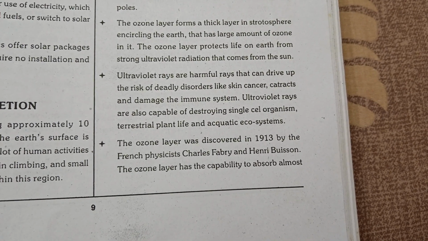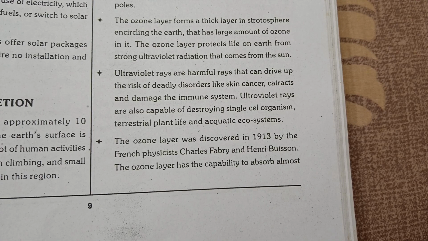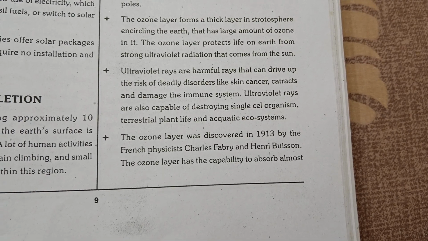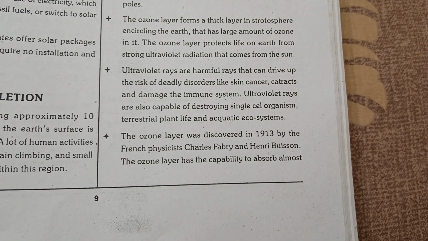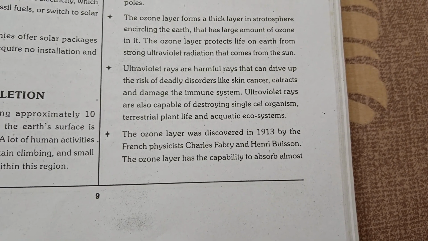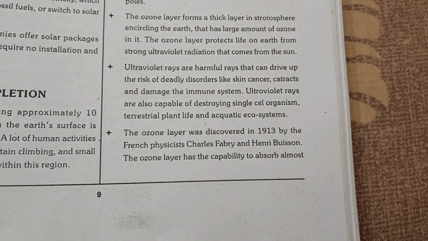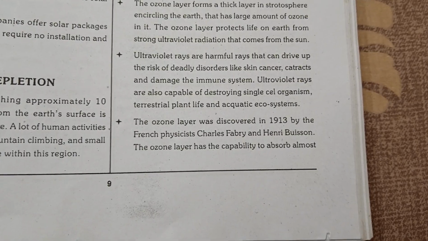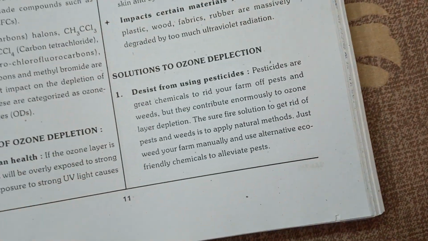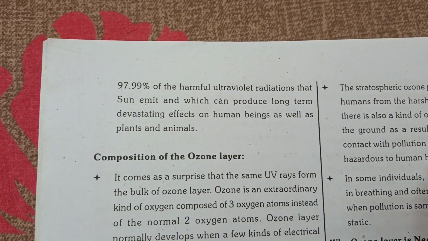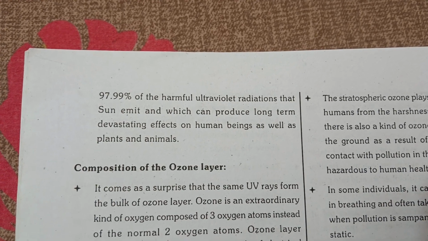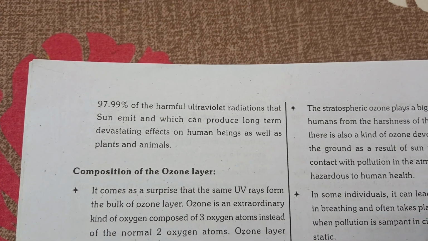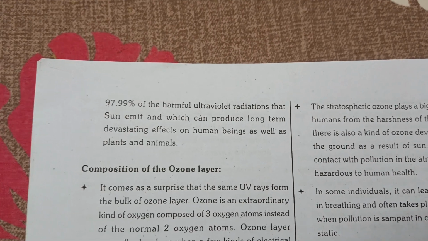Ultraviolet rays are also capable of destroying single cell organisms, terrestrial plant life and aquatic ecosystems. The ozone layer was discovered in 1913 by the French physicists Charles Fabry and Henri Buisson. The ozone layer has the capability to absorb almost 97-99% of the harmful ultraviolet radiation that the sun emits, which can produce long-term devastating effects on human beings as well as plants and animals.